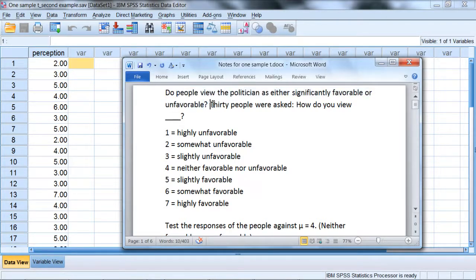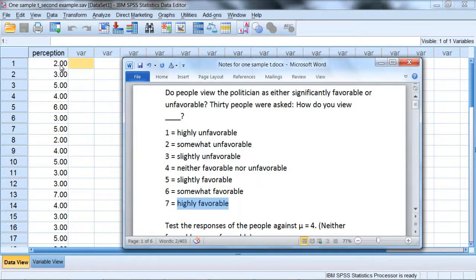What we did here, once again in a hypothetical example, was ask 30 people, how do you view blank, whoever the politician's name is? Then they were asked to respond on the following scale. They could respond from highly unfavorable all the way to highly favorable. They had to choose one of these.